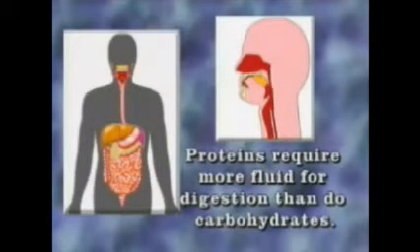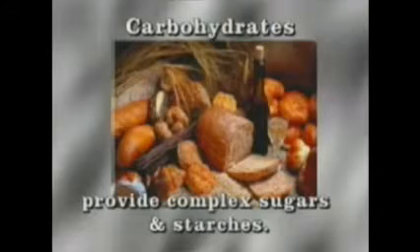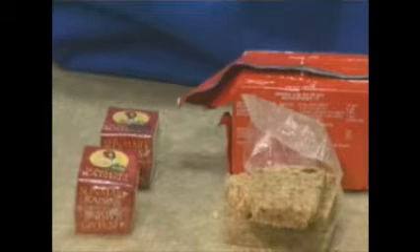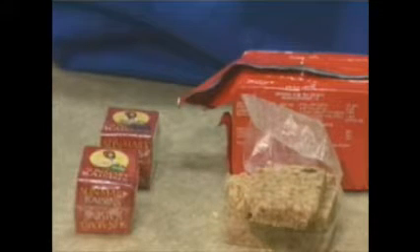Proteins require more fluid for digestion by the body than do carbohydrates. So refrain from eating those foods high in protein, such as meats and beans. Carbohydrates provide complex sugars and starches, which the body utilizes as long-term energy-producing nutrients. When assembling your personal survival kit, it is advisable to put nutritional bars or dried fruit in the kit. The body can utilize carbohydrates over the long term with a minimum fluid loss.